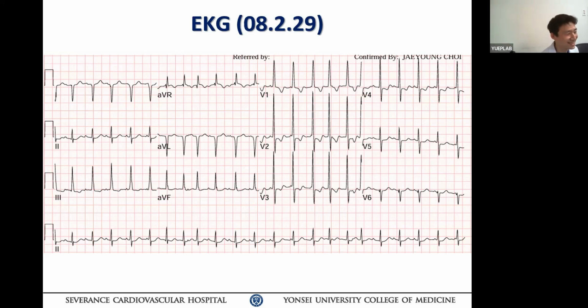So it's a narrow complex tachycardia in a patient with a reverse precordial transition. V1 is positive, V6 is deeply negative. The QRS rate, the ventricular rate, is high, around 140, and the P waves are dissociated from this.